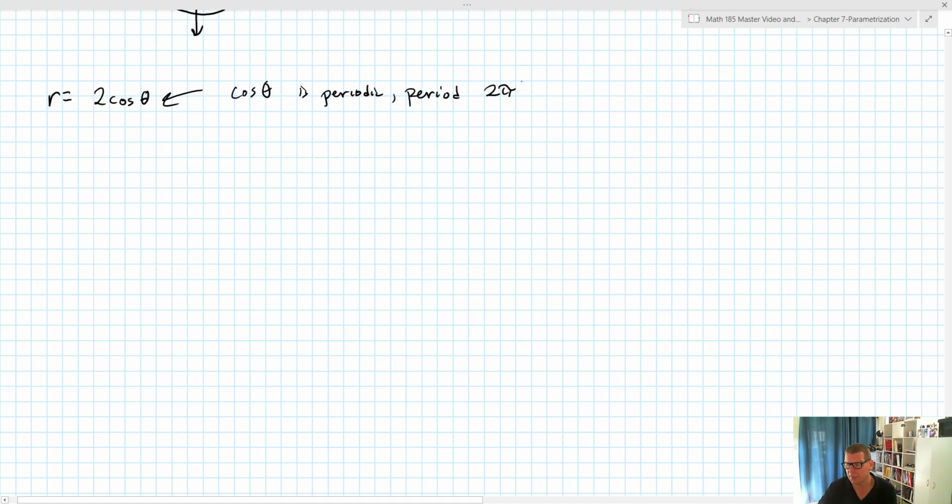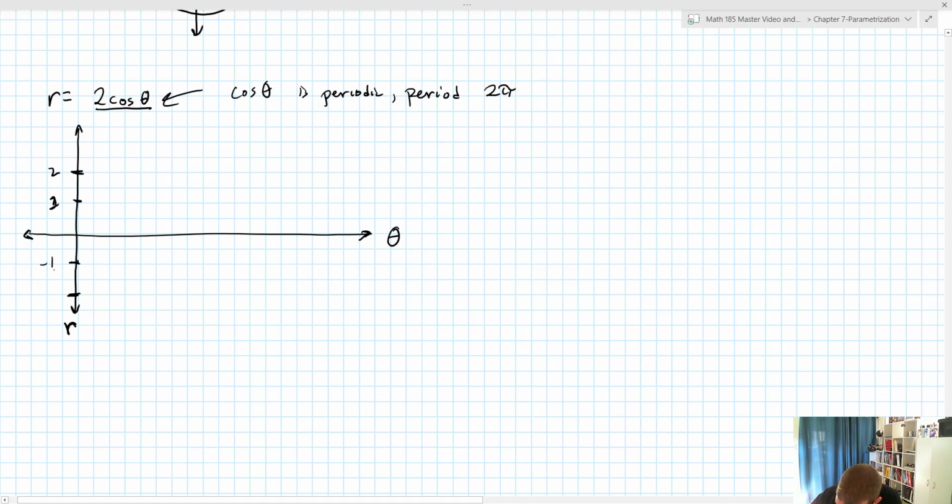Now, in order to understand that a little bit better, I'm going to draw a picture here. I'm going to imagine the cosine theta graph, but actually 2 cosine theta. So I'm going to imagine that what I was looking at here was just y equals 2 cosine x. This is going to be the theta axis, and this will be the r axis. Let's say here's 1, here's 2, here's -1, and here's -2. And it's cosine theta, so here's pi over 2, here's pi, here's 3 pi over 2, and here's 2 pi.